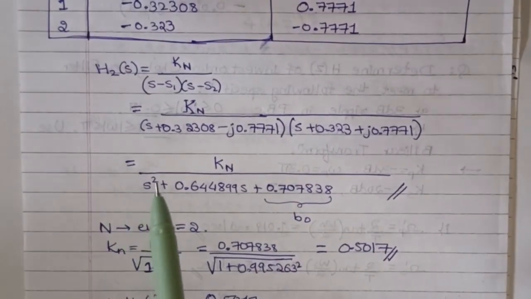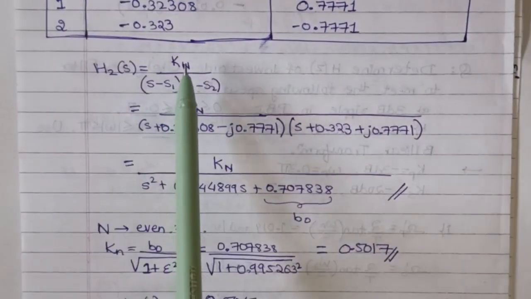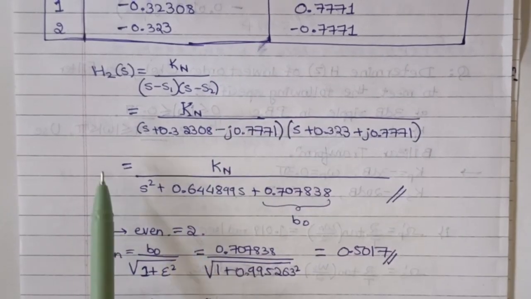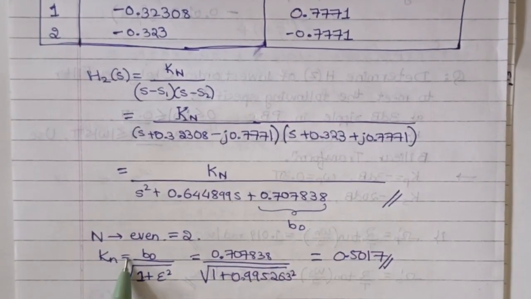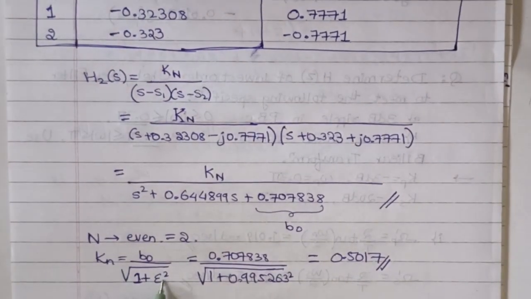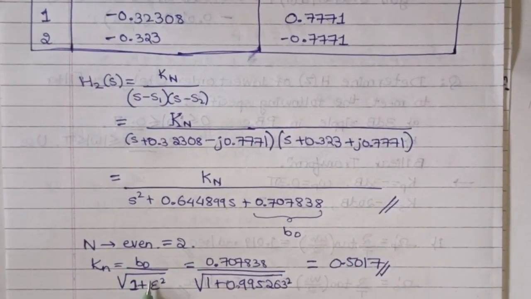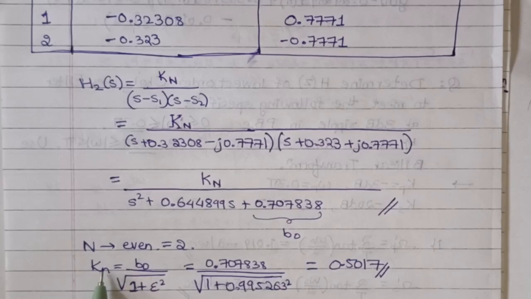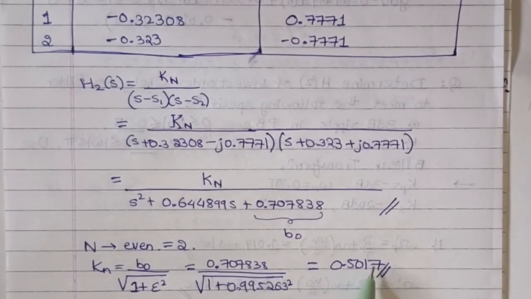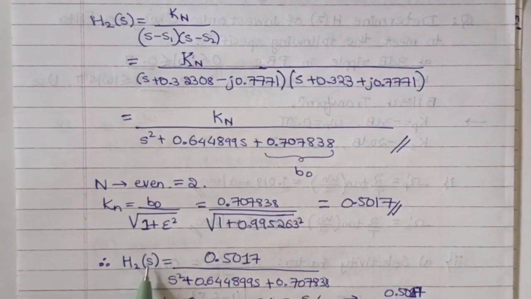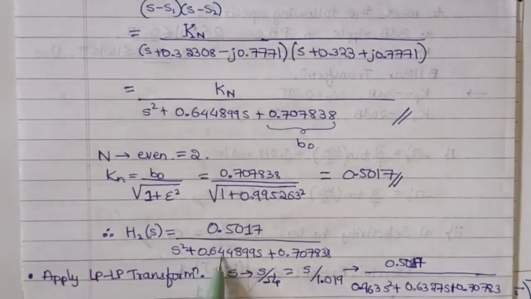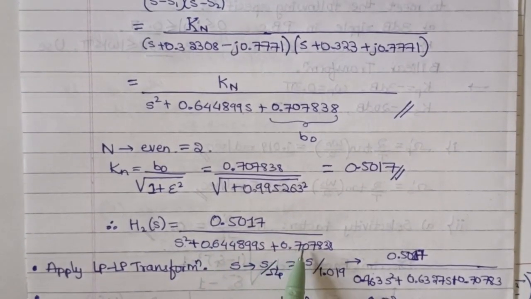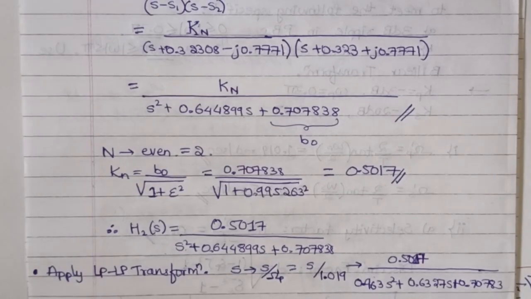In the previous example, we have seen that when n is odd, Kn is given by B0. In this question, n is 2, which is an even number. Kn is given by B0 divided by under root 1 plus epsilon square. By substituting the value of B0 and epsilon in this equation, we get Kn is equal to 0.5017. Hence, H2 of S is equal to 0.5017 divided by S square plus 0.644899 S plus 0.707838.